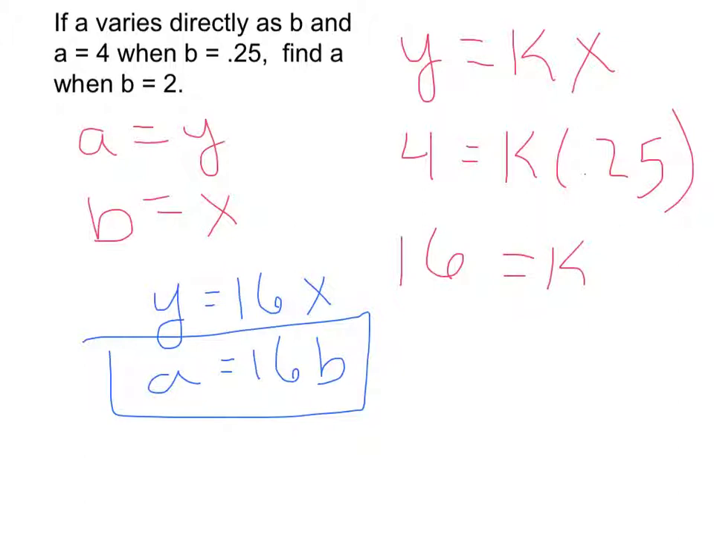Now, to find a when b equals 2, I'm just going to plug in 2 for b, and a is going to equal 32.